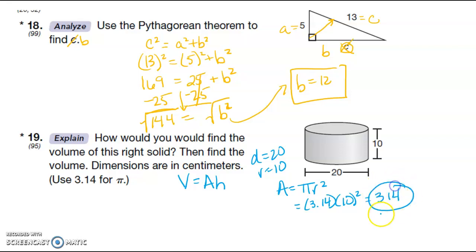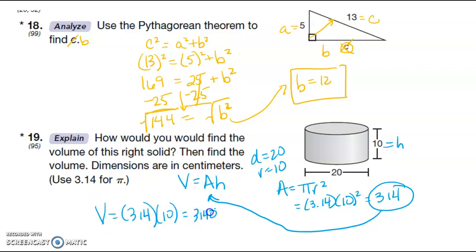Now I'm going to take this, that's not the answer, and I'm going to plug it in here, and this is going to be my height. So volume is equal to 314 times 10. That is my volume in centimeters cubed.